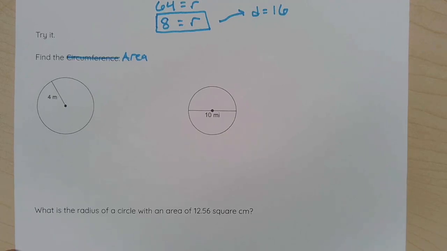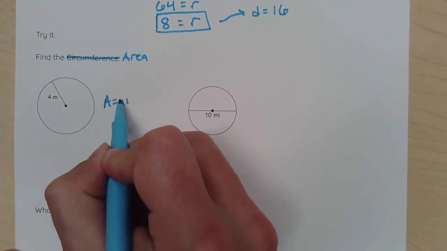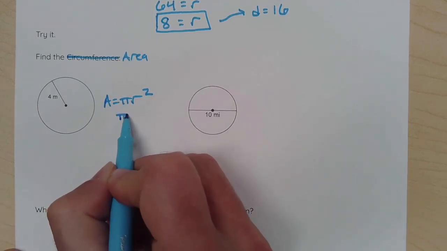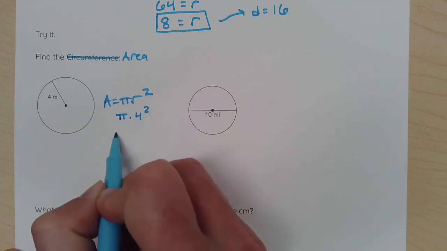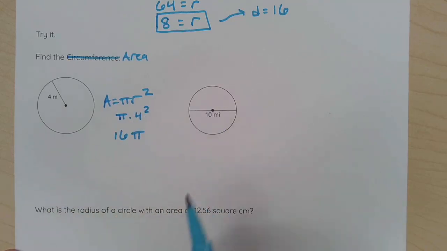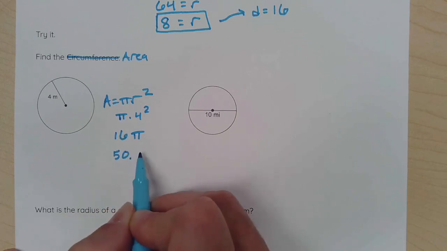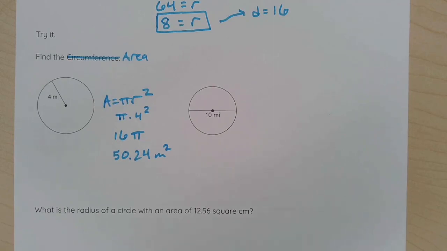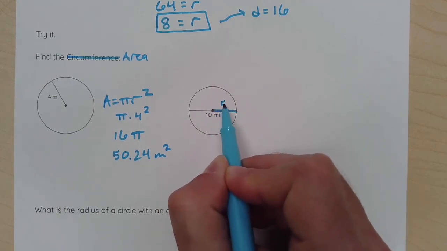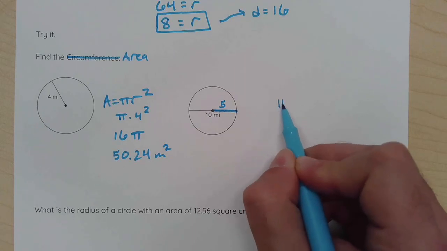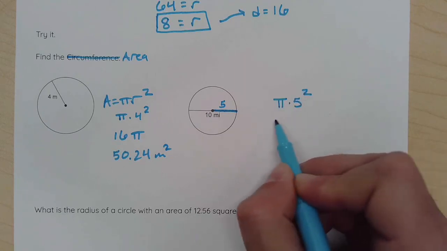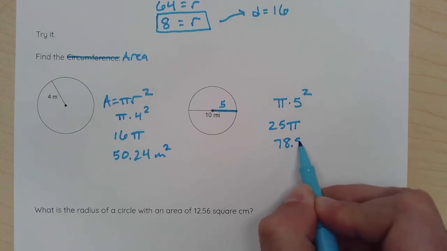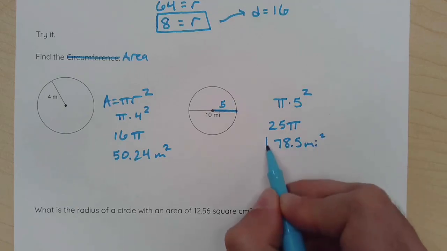Alright, so let's look at the first one. Area equals pi r squared. So this is going to be pi times 4 squared, 16 pi, which is equivalent to 50.24. Here I have the diameter. I want the radius, which is 5. So pi times 5 squared would be 25 pi in exact form and 78.5 miles squared in approximate form.